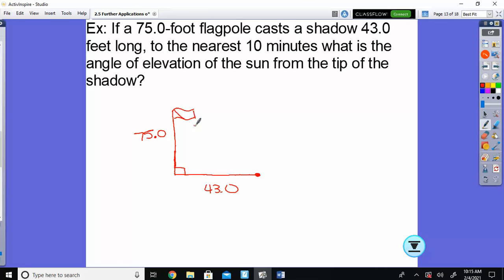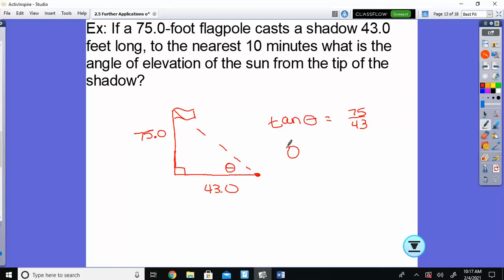So we are looking for this angle right here. What trig function would I use to solve that? Alright, you guys do it on your own. Tangent? So tangent of theta equals 75 over 43.